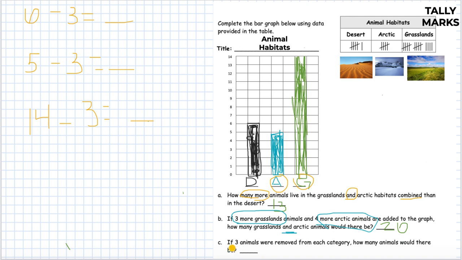So let's look at that question again. If 3 animals were removed or taken away from each category, how many animals would there be? So remember that this is each a category: a desert, the Arctic, and the grasslands. So let's take a look. 6 minus 3 is 3. 5 minus 3 is 2. And 14 minus 3 is 11. So we would have 3 desert animals, 2 Arctic animals, and 11 grassland animals.